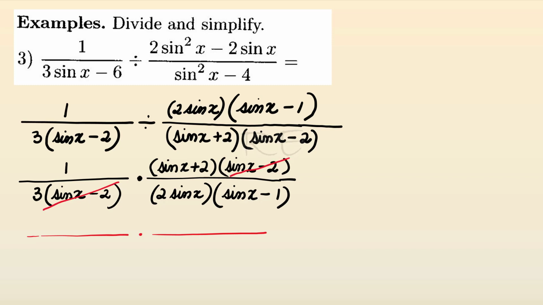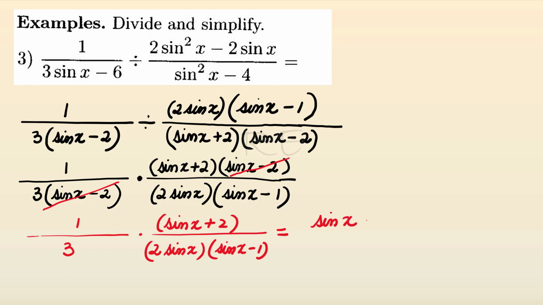And one over 3 times sine x plus 2 over 2 sine x times sine x minus 1. The final answer is 1 times sine x plus 2, sine x plus 2, over 3 times 2 sine x times sine x minus 1. So it's 6 sine x times sine x minus 1.